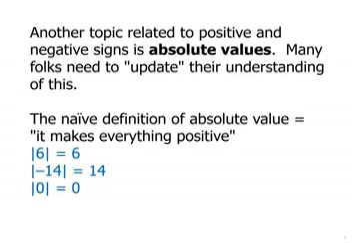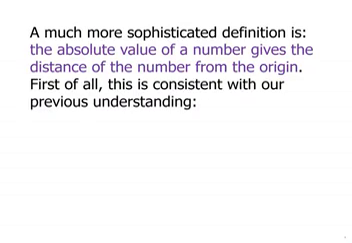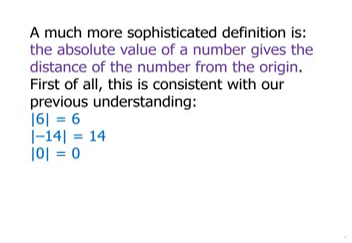Here's a much better way to think about absolute value. Much more sophisticated definition: the absolute value of a number gives the distance of the number from the origin. In other words, it gives the distance of that number from 0 on the number line. So first of all, this is totally consistent with our previous understanding. The point 6 is a distance of 6 from 0 on the number line. The point negative 14 is a distance of positive 14 from 0, because distance is always positive. And of course 0 is at a distance of 0 from 0.